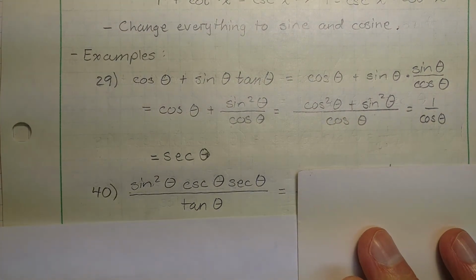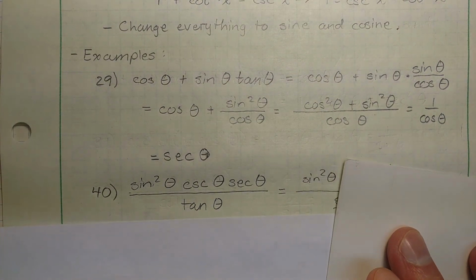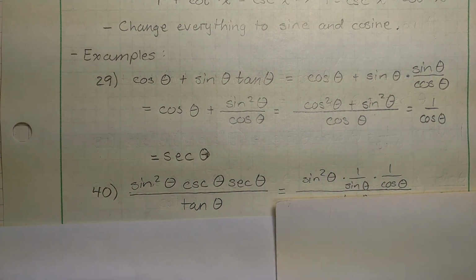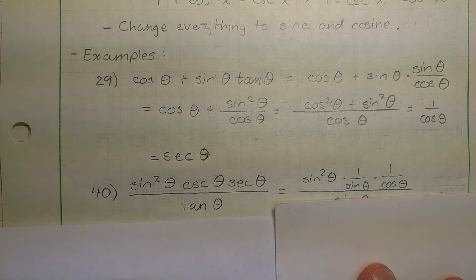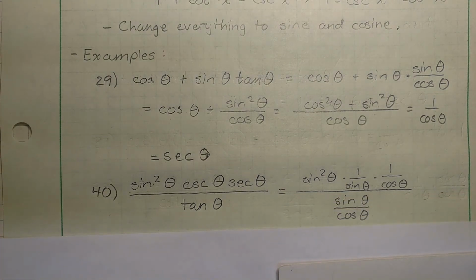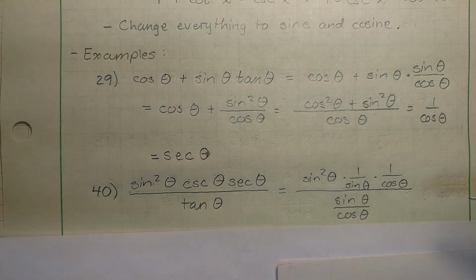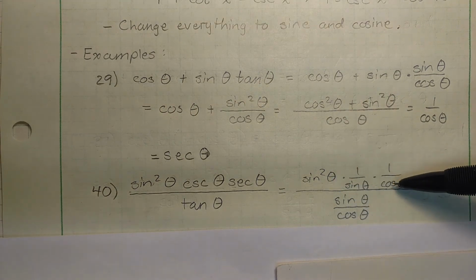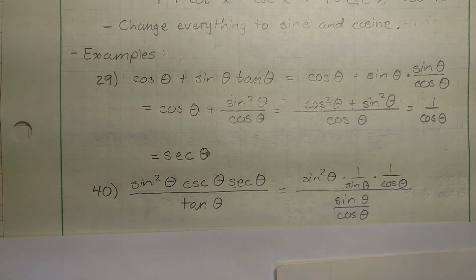So doing that, sine squared is still going to say sine squared. Cosecant is going to be 1 over sine, and secant is going to be 1 over cosine. And then the denominator is going to be sine over cosine. Now the truth is, some of you might be able to look at this and know what to do. You might recognize, well, I'll cancel this sine with one of these. That gives me 1 sine over cosine. So I've got sine over cosine over sine over cosine, and you might see that that equals 1.